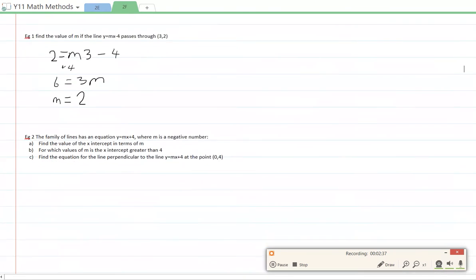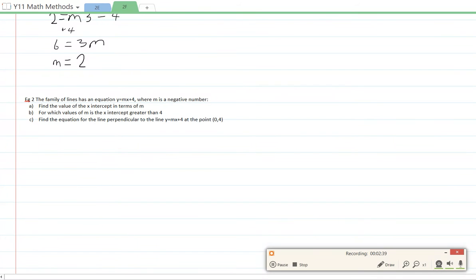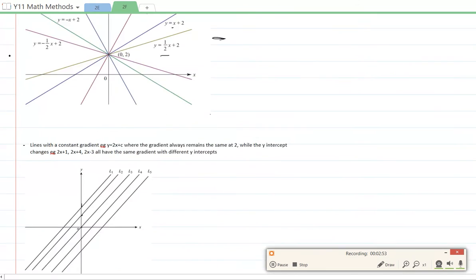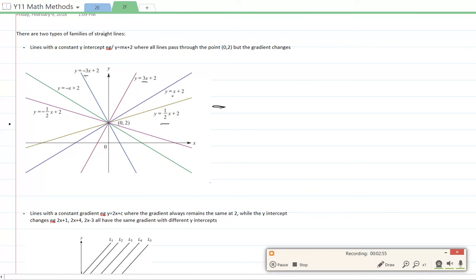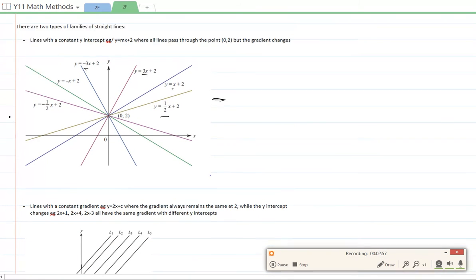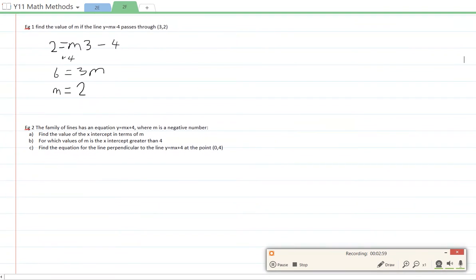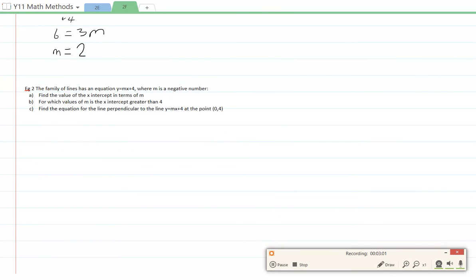Alright. So moving on to a bit of a longer question here. So the family of lines has an equation of y is equal to mx plus 4. So the constant is the 4 here, which means the gradient is the thing that can change in this family of lines. So it'll all be going through the same point, but just have a different gradient. So that would line up with the first example here, just with a different y-intercept. Okay, find the value of the x-intercept in terms of m.